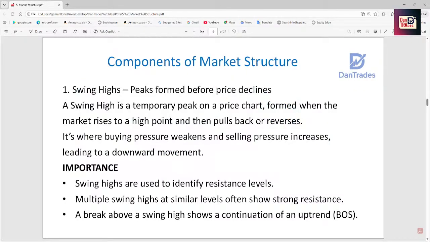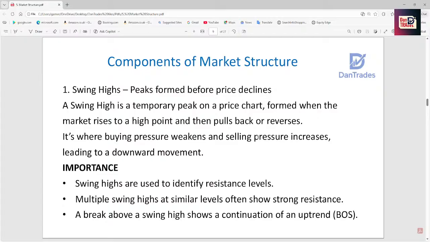Components of market structure. Now, there are some things you need to see in the market to be able to identify your market structure. One of them is your swing highs. This is the peak formed before price declines. So you have a high, you have a low. This is the high that is formed before the retracement occurs. Before price moves further onwards, it needs to retrace, it needs to make a correction. During that correction phase, it makes a swing high. That's a peak before price declines.